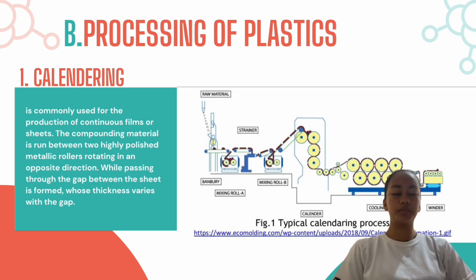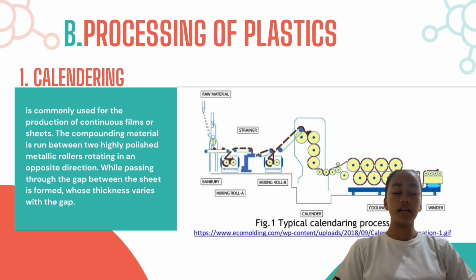After mixing roll B, dadaan na siya sa calender or yung series of polished rollers na umiikot in opposite direction. Habang dumadaan siya sa pagitan ng rollers, mas nai-stretch at na-flatten yung material or nagiging continuous sheet or film siya. Yung kapal or thickness naman ng sheet is depende sa gap between rollers. Kung mas maliit yung gap, mas manipis yung sheet. Kung mas malaki naman yung gap, mas makapal yung sheet.